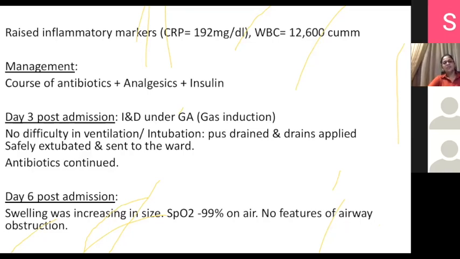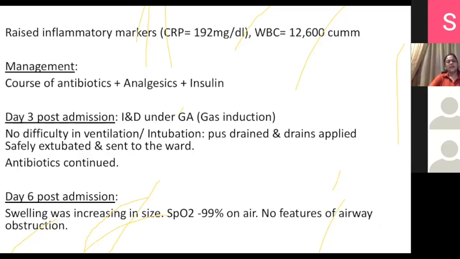Day 3 post-admission, the surgeon decides to do an IND under general anesthesia, and the team anticipates a difficult airway. So they go for a gas induction. They're prepared with their difficult airway trolley, but they found no difficulty in ventilation. There was no difficulty in intubation, and it was quite a successful IND. Pus was drained and drains applied. He, in fact, has a very safe extubation, and he's sent to the ward.